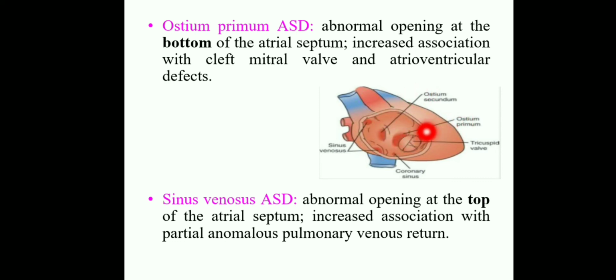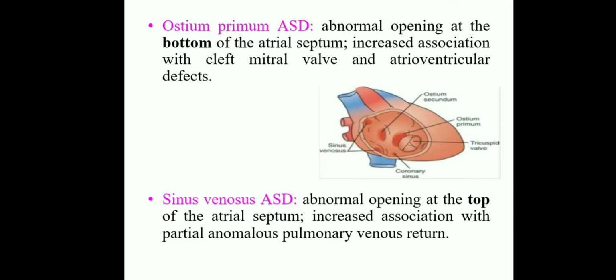Primum is the abnormal opening at the bottom of the atrium; that is the second type of ASD. Next, the third type of ASD is sinus venosus ASD. It is an abnormal opening at the top of the atrial septum, with increased association with partial anomalous pulmonary venous return. Here, at the top of the atrium, that is called sinus venosus ASD.